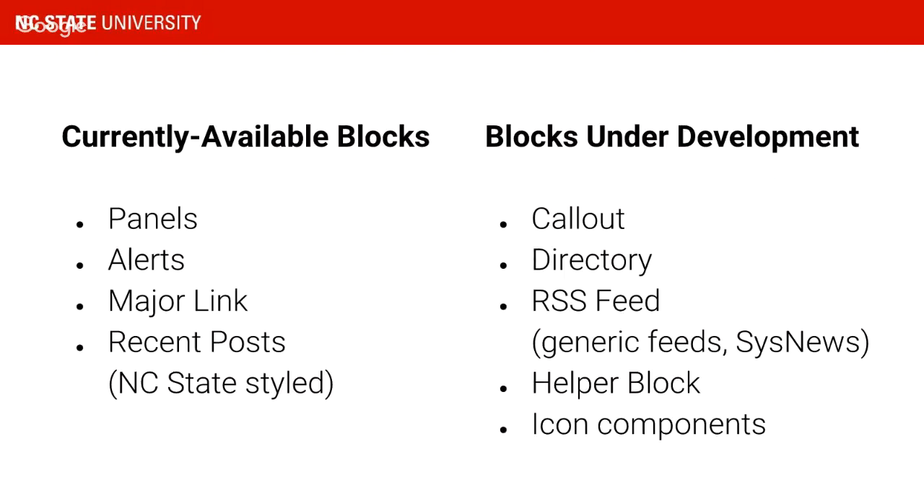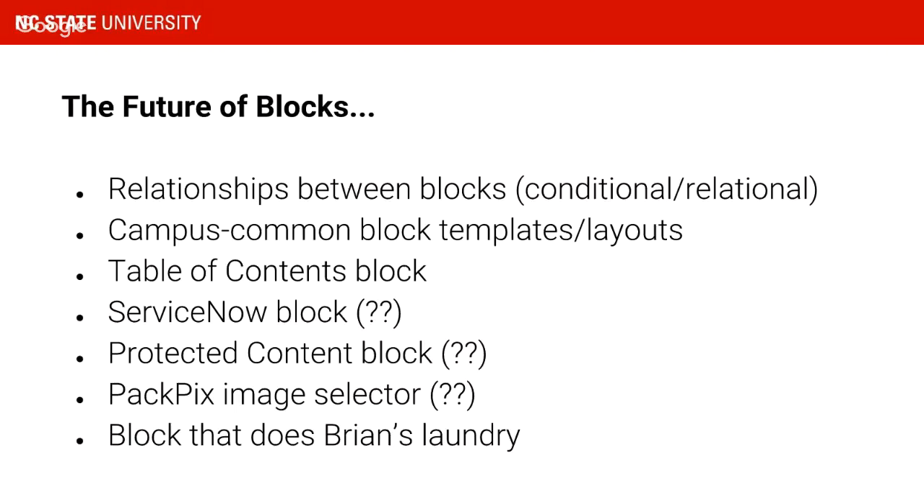So here's some of the blocks that we currently have available. We've got panels like expanding FAQ panels working, alerts. We've got the major link. We have NC State styled recent posts. We're working on a call out block that'll be good for banner images. We're working on integration with a directory plugin, sysnews feed, a block that will be sort of a tutorial block and point out helpful things for new users, and blocks that'll make it easy to add NC State or other icons.